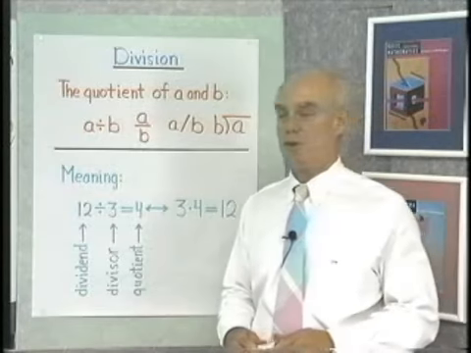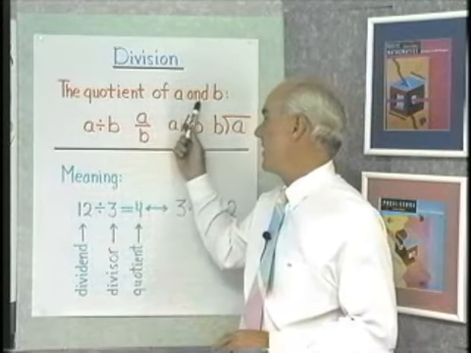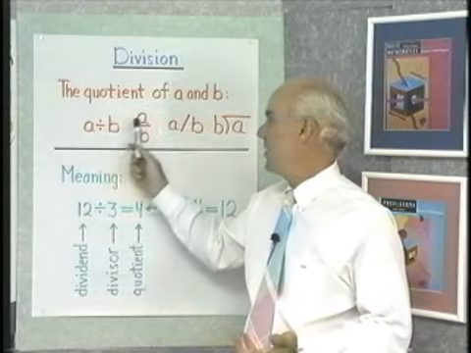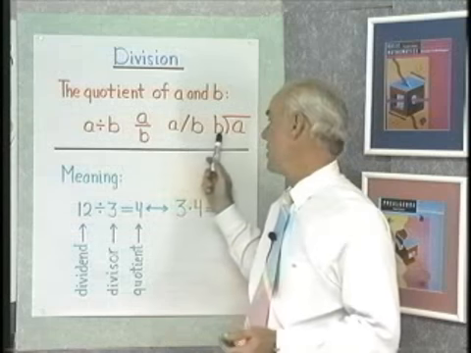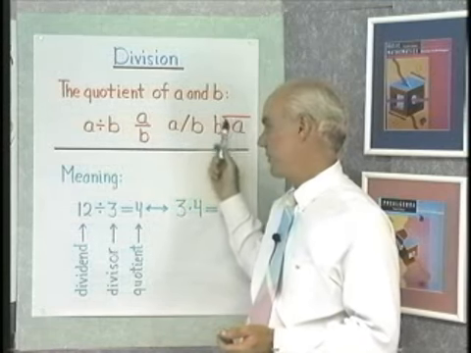In this section we want to work with division, and we say the quotient of A and B is A divided by B, or in this form A over B, or I can write it like this, A slash B, or B into A when I'm doing long division problems.